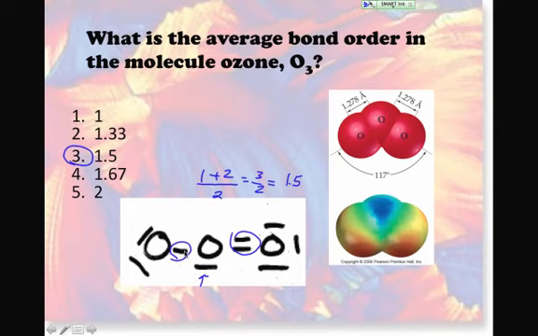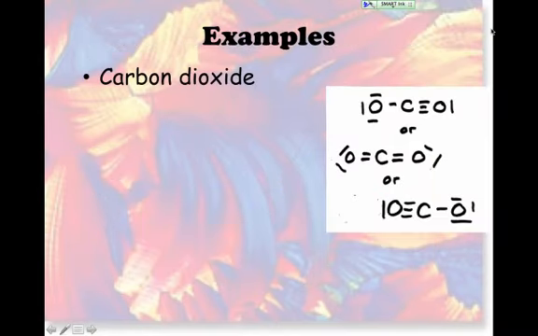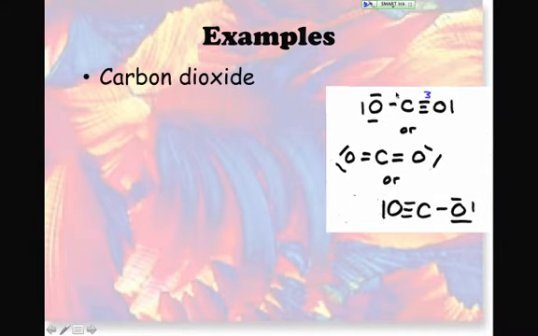Look, what's the average bond order? I have a single bond here and a double bond there, so 1.5 is like halfway between single and double, right? Well, that is indeed the bond order for the ozone molecule, 1.5. Here's another example. In carbon dioxide, we have 3 different ways we could draw this bond. Maybe a triple bond here and a single bond here, or 2 double bonds, 1 on either side, or a triple bond here and a single bond there. Now you could probably surmise which one makes the most sense, but it doesn't really matter.